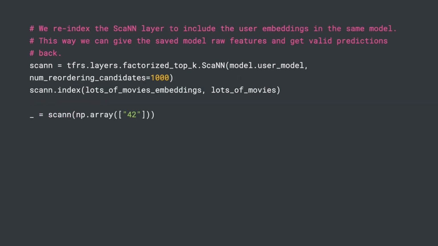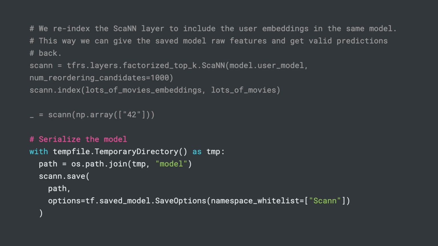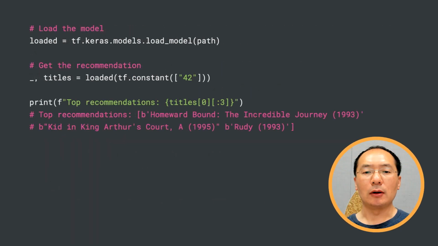Now that you have taken a peek at the power of ScaNN, let's see how you can deploy it. We first build the index as we did just now. Then we serialize the model with a simple save method. Later, we can load the model back as a normal Keras model and get retrieval results as before. You can also use a customized version of TensorFlow Serving to deploy the model. The custom version of TF Serving is available as a Docker container image on Docker Hub.